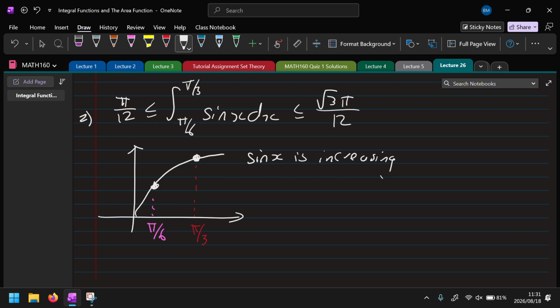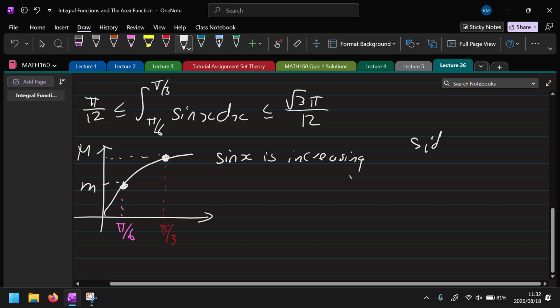So the lower bound will give us the smaller value, so over here this will be little m. And then the upper bound will give us the larger value, capital M. If this was decreasing, then it would be the other way around. The smaller x value would give you the larger function value, and the larger x value would give you the smaller function value.